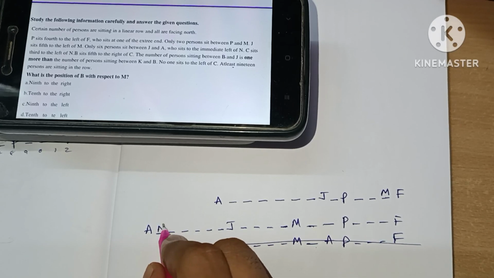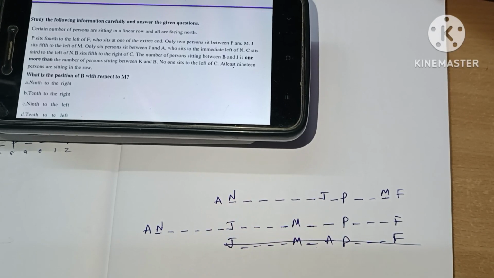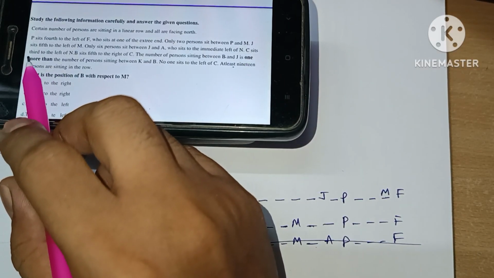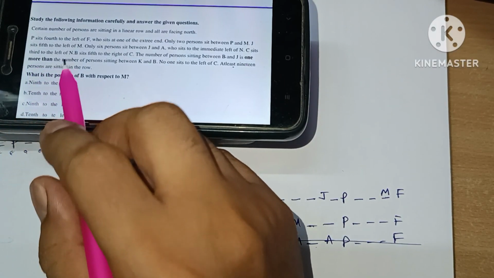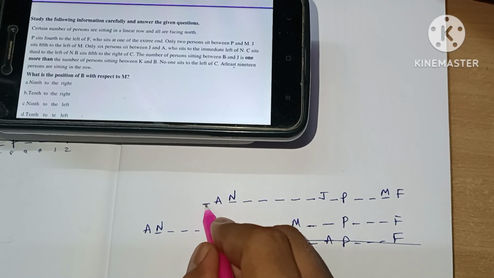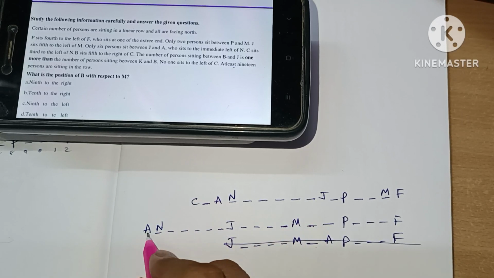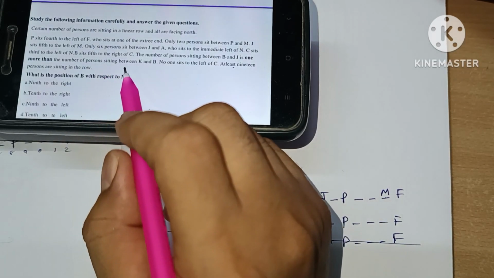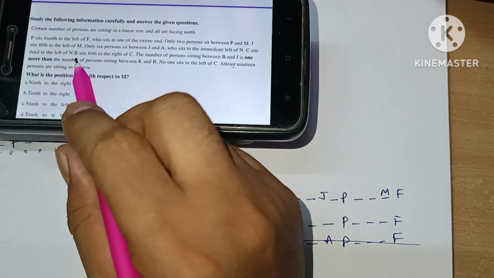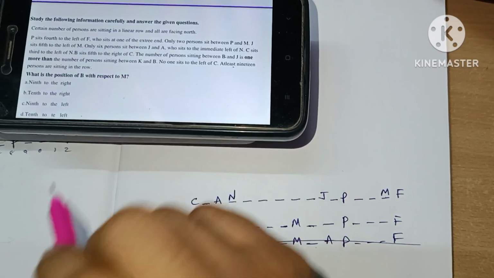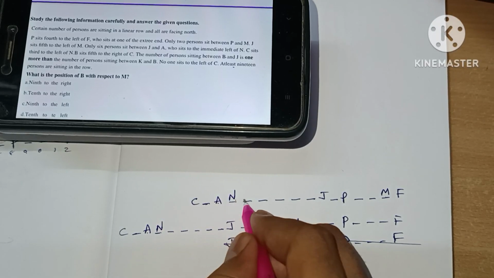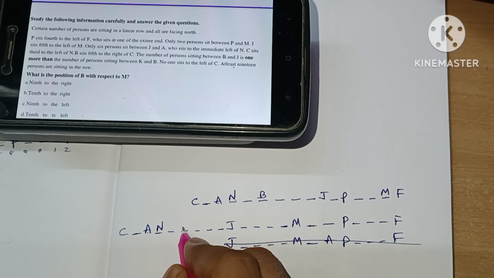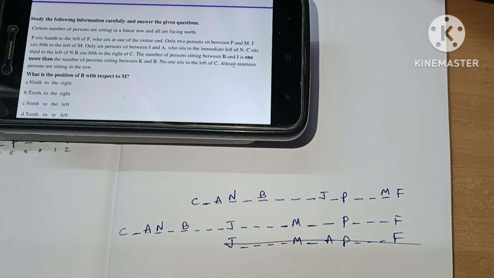A sits immediate left of N. Okay. C sits third to the left of N. 1, 2, third one is C. Okay. B sits fifth to the right of C. 1, 2, 3, 4. Fifth one is B. Okay.